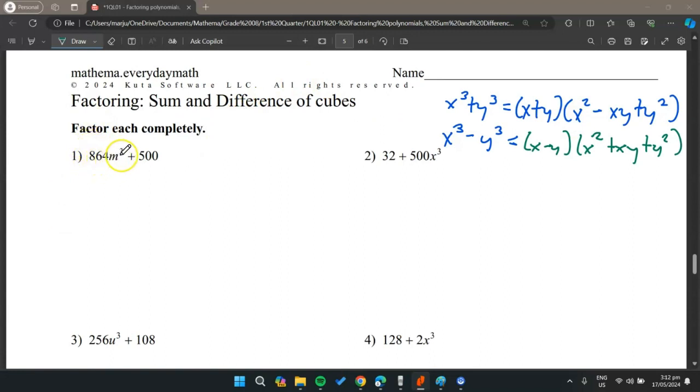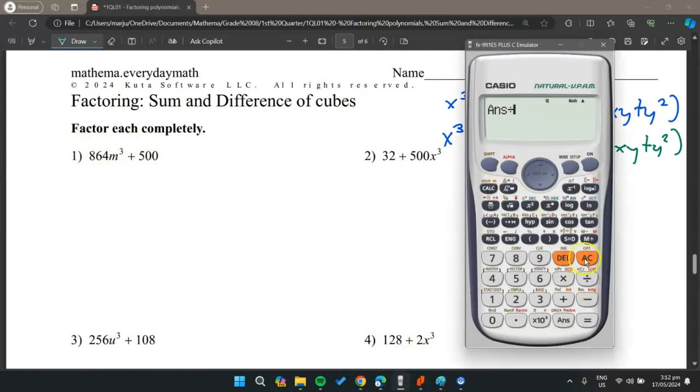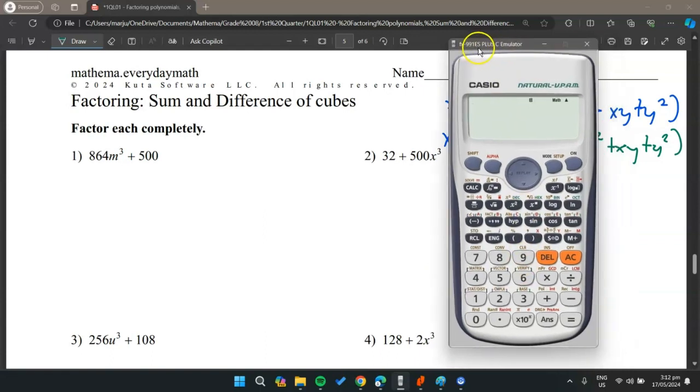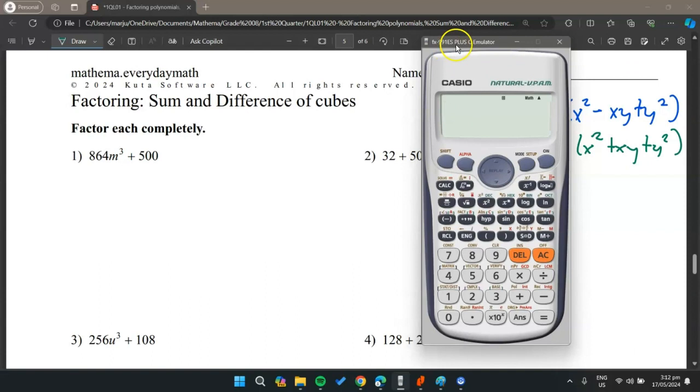864m cubed plus 500, basically 500 is not a perfect cube, right? But one thing to note is we can actually factor out first from 864 and 500 to make it a perfect cube. So how are we going to do that?